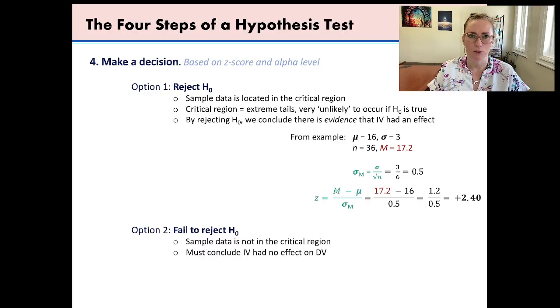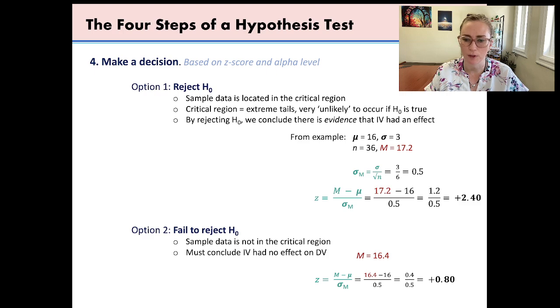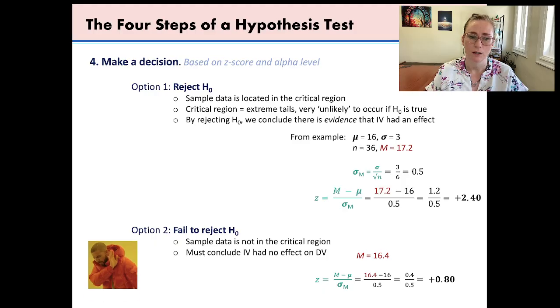To give you option 2, where I fail to reject, this means that the sample data is not in the critical region. So for example, if the tipping was 16.4%, this was a z-score of 0.8. That's not statistically large enough. We're not in the critical region. I am not different enough from the null hypothesis that I can safely reject the null hypothesis, so I fail to reject. So we want to reject the null hypothesis because that means we have data to support that my alternative hypothesis is true.